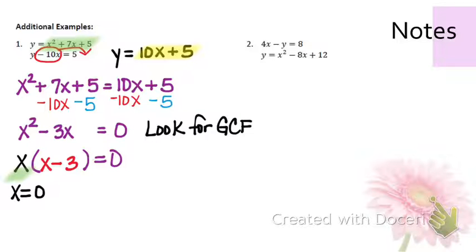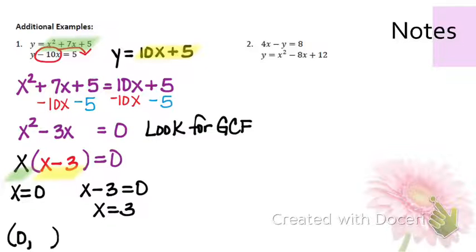And then my second factor is x minus 3. Set that equal to 0. So this one is already solved. But for the second one, we need to solve it for x. So if x minus 3 equals 0, what does x equal? Positive 3. Good job. Okay, so we have two solutions.